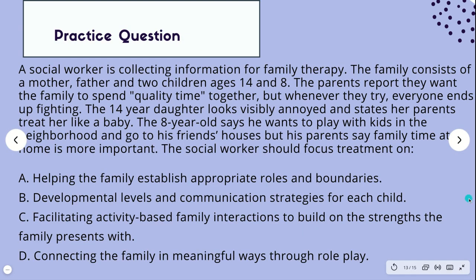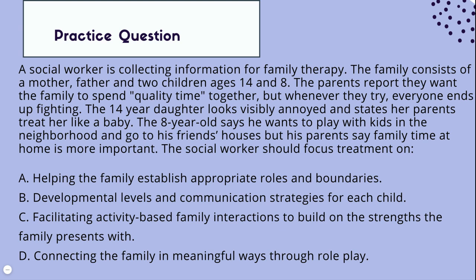Okay. Now, here are your answer choices. Let's read it one more time. Social worker is collecting information for family therapy. Family consists of a mother, father, and 2 children, ages 14 and 8. Parents report they want the family to spend quality time together, but whenever they try, everyone ends up fighting.